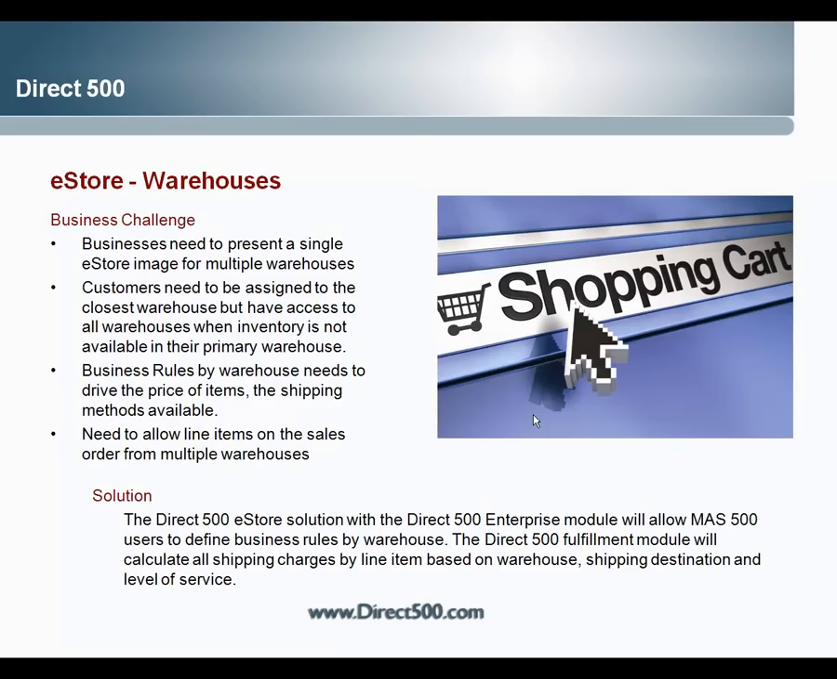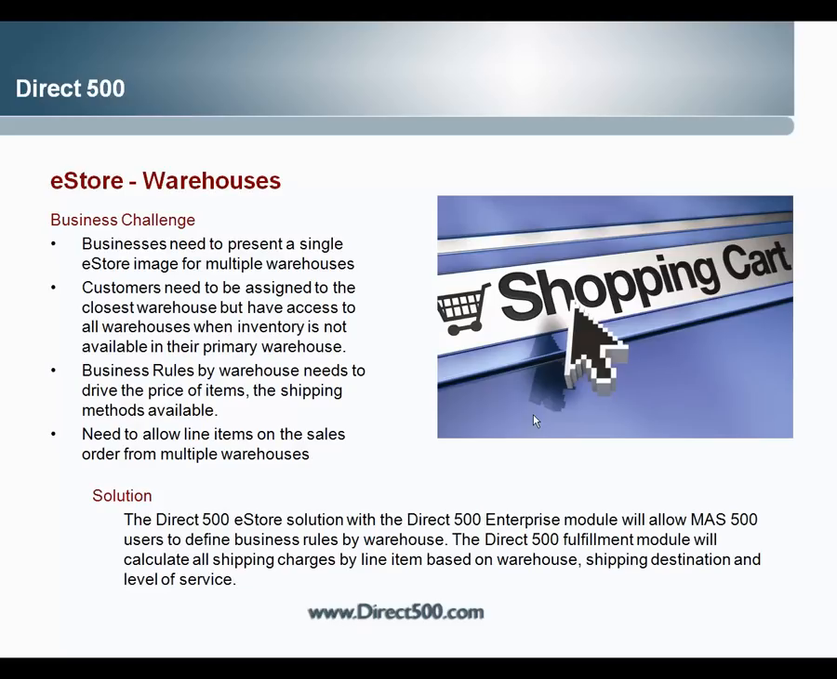The first one is managing multiple warehouses. Businesses who have multiple warehouses obviously want to have a single e-store and present a single image to the customers. But when you're spread out around the country, you need to be able to route those orders to the nearest warehouse, and obviously we have to assign a customer to that closest warehouse. However, when the customer is shopping, they want to be able to get the product, and it may not be available in their closest warehouse. So we need to look at the primary warehouse first, but also look at other warehouses.